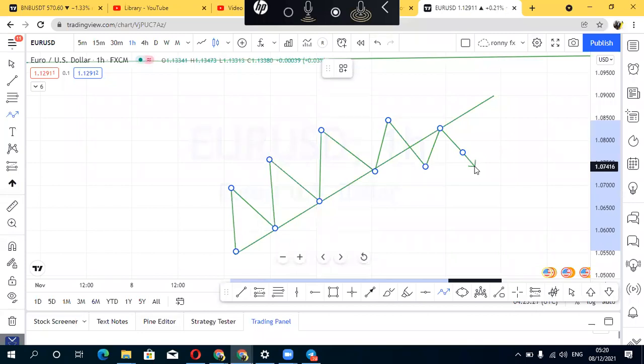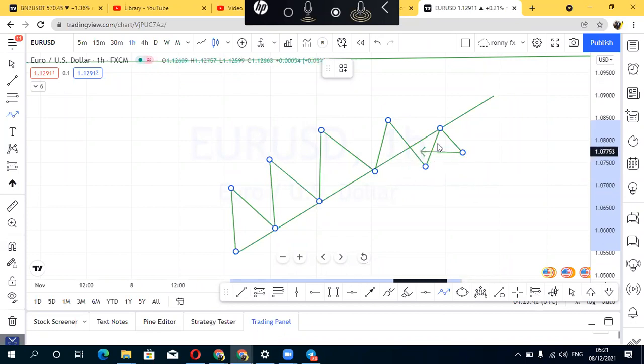So a trend line has a lot of functions. A trend line can help you to identify a new trend. It can help you to spot the finishing of an old trend. It can help you to monitor the movement of a trend. And it can also help you to study the momentum of a trend.